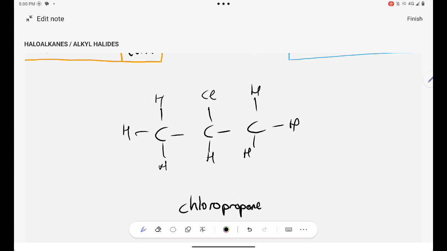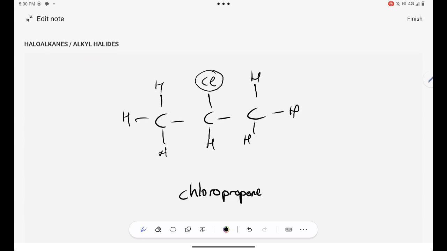And the most important thing is to tell us in which carbon we can find our halogen. In carbon number 2, that's where our halogen is. So whenever you write down the IUPAC name, we'll simply say that this will be 2-chloropropane. It's very important to number your carbons, because we cannot just say this element is chloropropane.